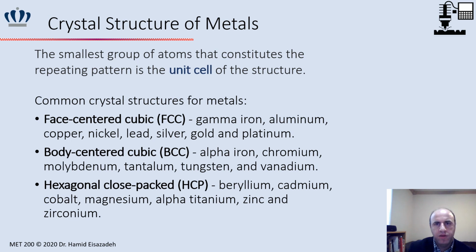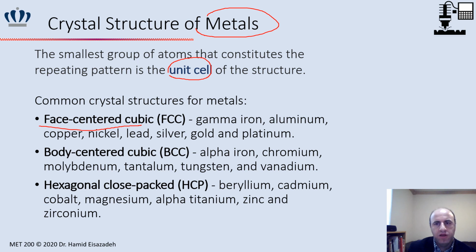When a metal solidifies from a molten state, the atoms of metal arrange themselves into an orderly configuration, and the smallest repeating part is called a unit cell. And we have different types of unit cell in metals. Some of the important and well-known unit cells are here for you. One is called face-centered cube. I explain this in the next slide.